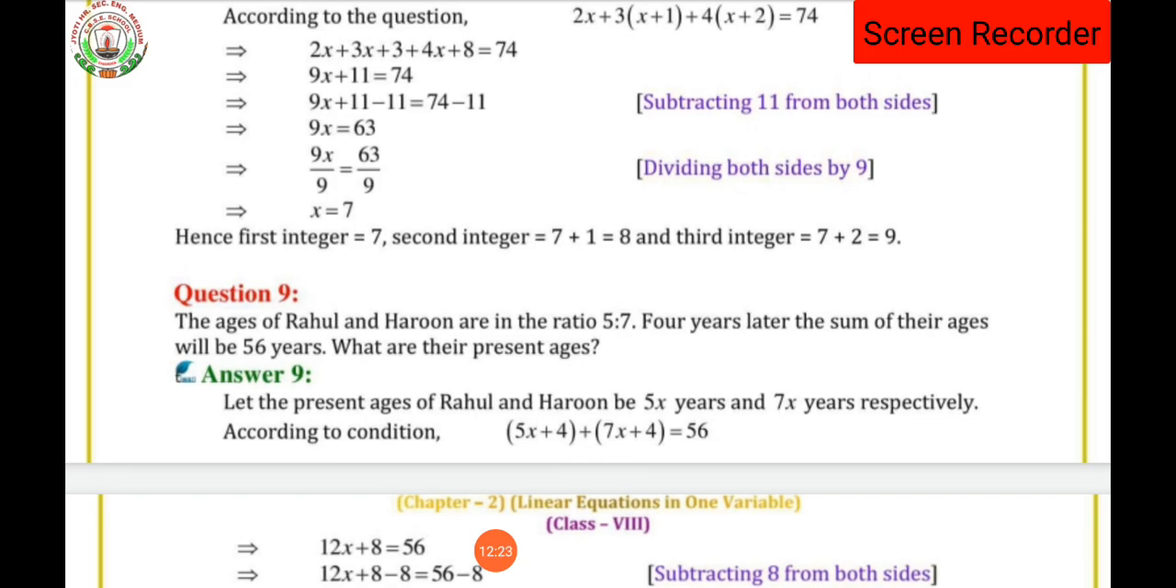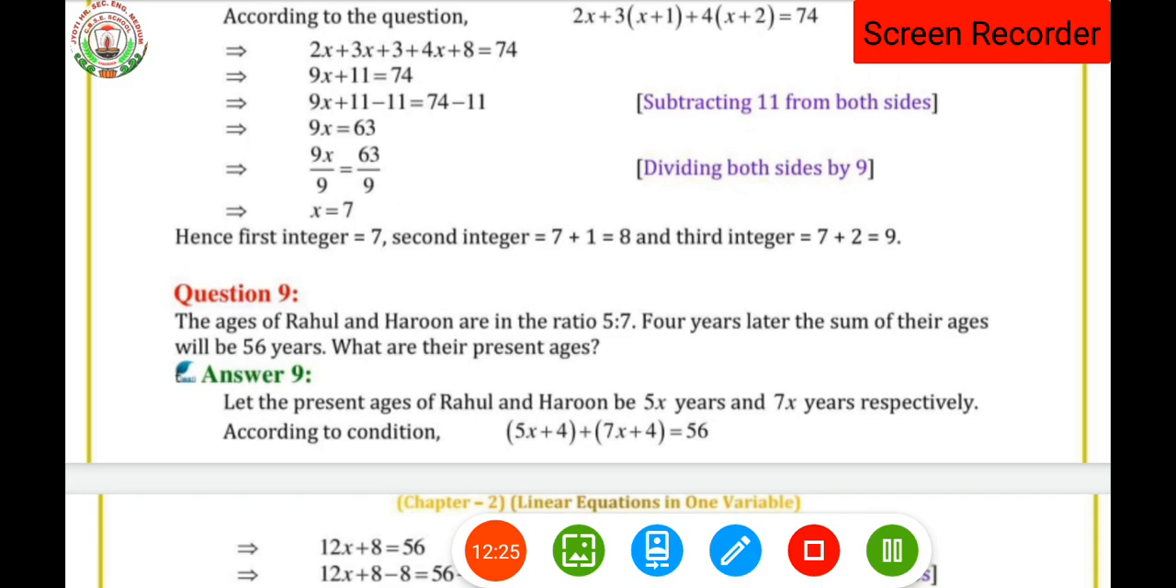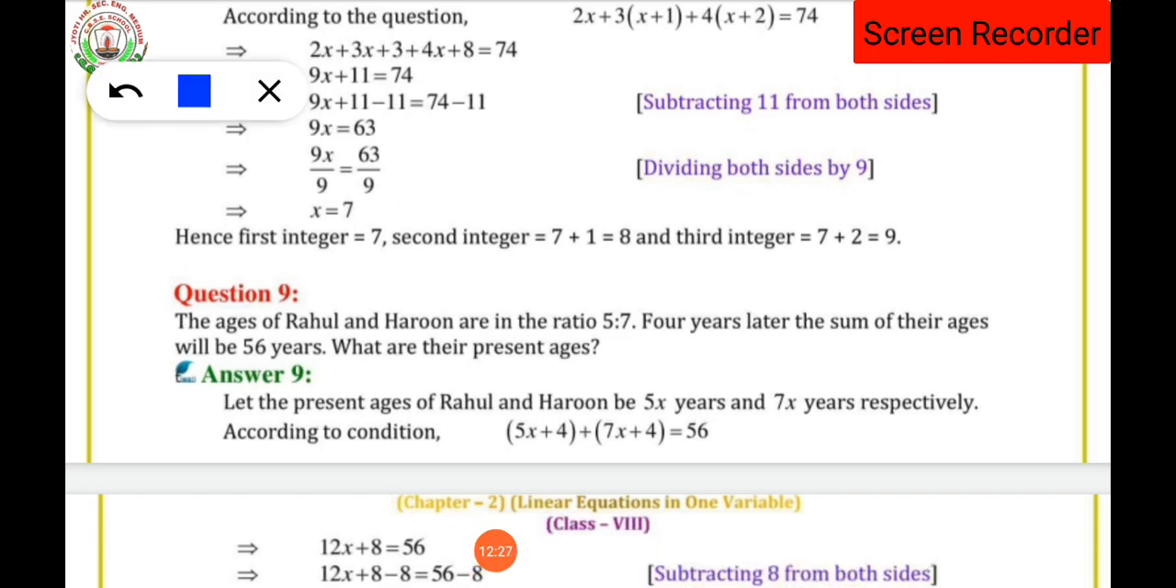So, let the present age be x. So, the ratio of their ages will become 5x is to 7x, if we consider the present age as x. So the ratio of their ages will become 5x is to 7x, isn't it?